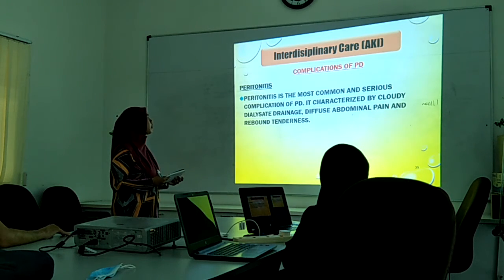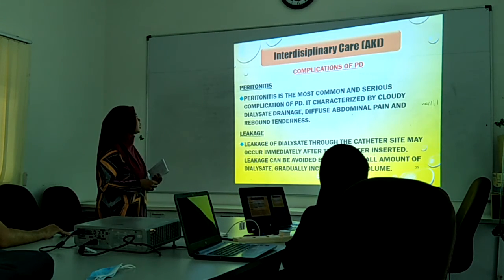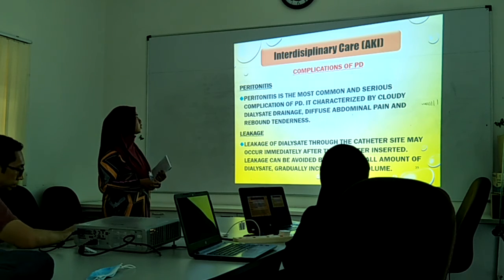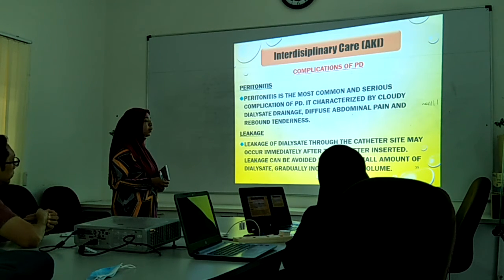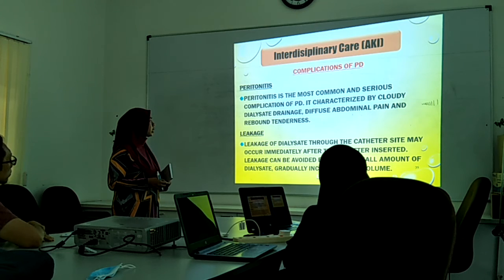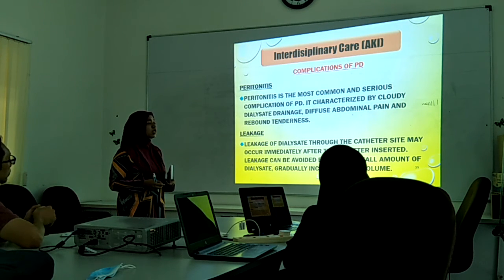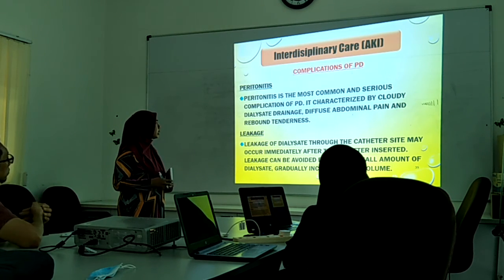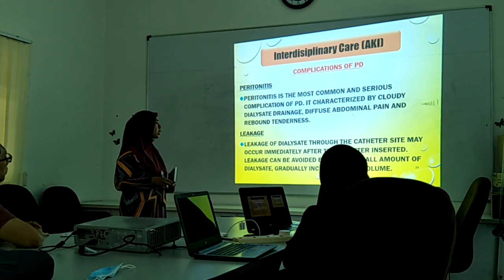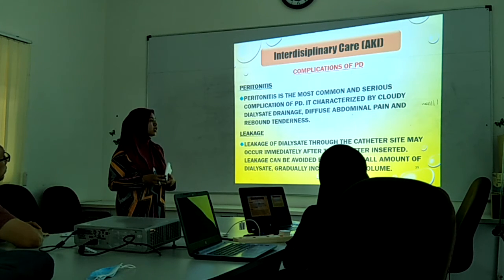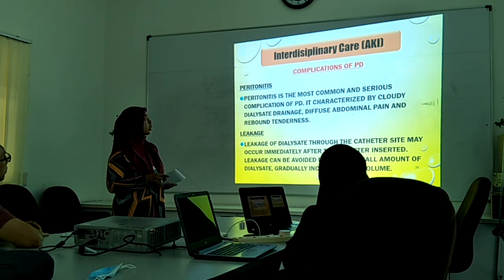Okay, complications of peritoneal dialysis. Peritonitis is a common and serious complication of peritoneal dialysis, characterized by cloudy dialysis drainage, diffuse abdominal pain and rebound tenderness. Leakage of dialysate through the catheter site occurs immediately after the catheter is inserted. It is avoided by using a small amount of dialysate and gradually increasing the volume.